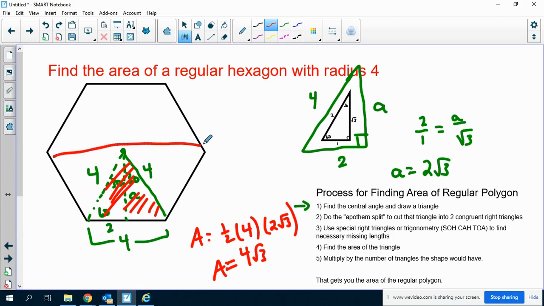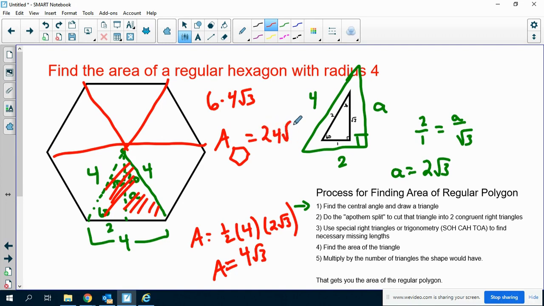There are exactly 6 of those triangles in this diagram. So I have 6 times 4 root 3. So the area of the hexagon, that's a terrible drawing, sorry. Area of the hexagon is 24 square root of 3 units squared.